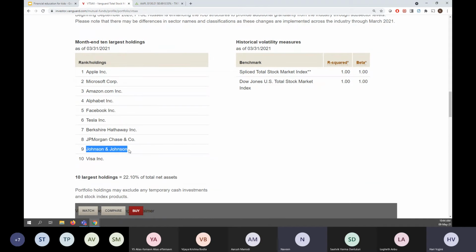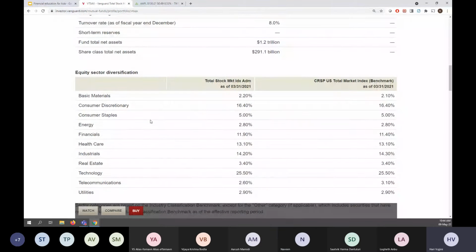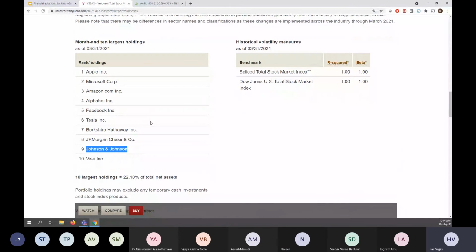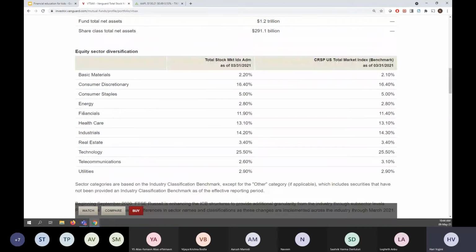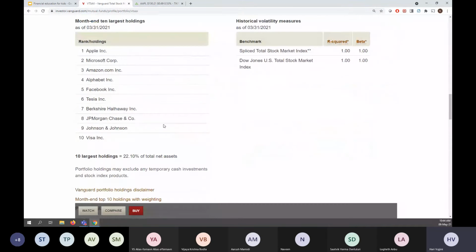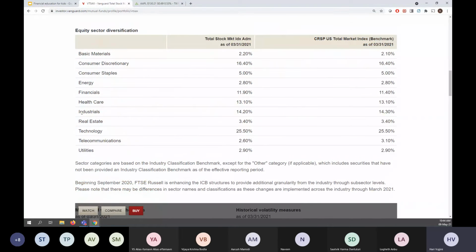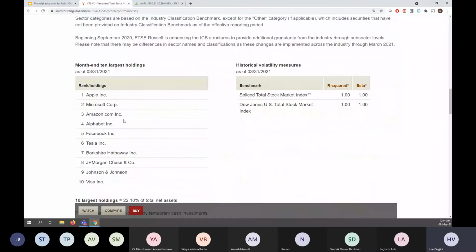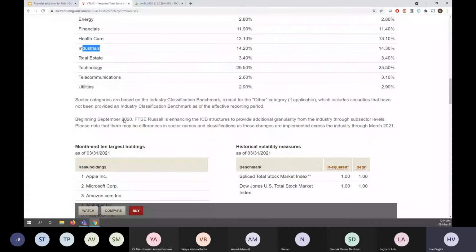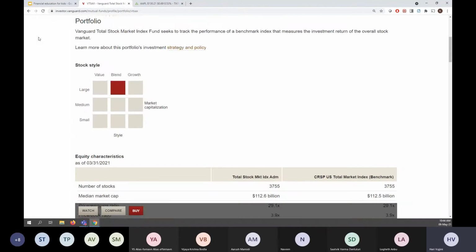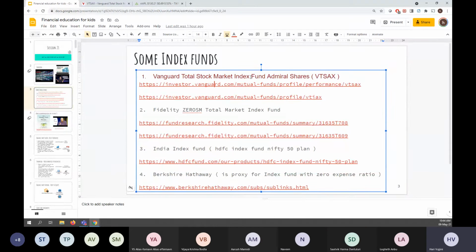So if you see Johnson and Johnson, it falls under consumer durables, soaps. JP Morgan and Visa fall under financials. So that's where you have this financial allocation. And Berkshire Hathaway falls under industrial. So you have this industrial, right? Yeah, it falls under industrial. So this is one index fund example.